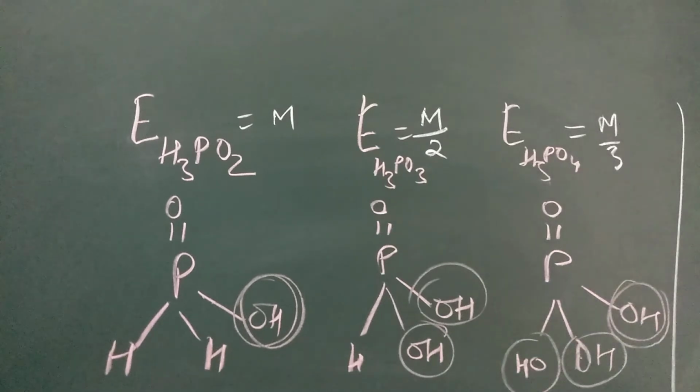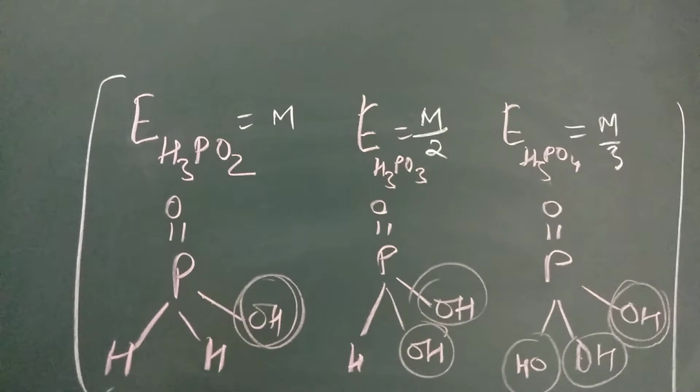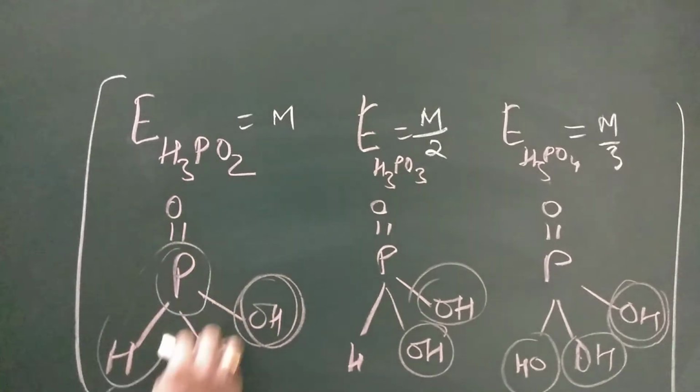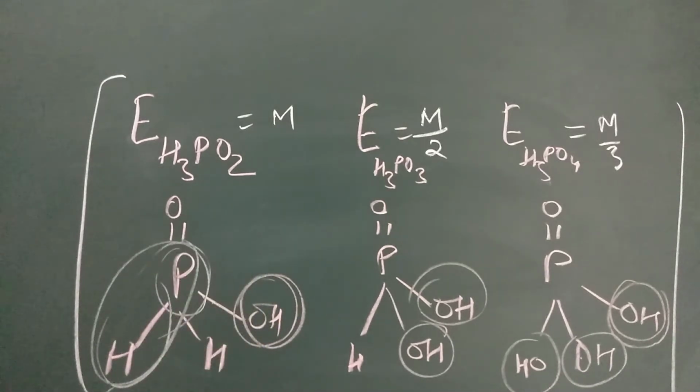Very important, student, keep this in mind. Basicity is the number of H plus ions given by an acid in aqueous solution. So the equivalent weight of H3PO2 is its molecular weight. The equivalent weight of H3PO3 is molecular weight by 2 because the basicity here is 2. You have to keep in mind the phosphorus-hydrogen bond: that hydrogen will not come out as H plus. Only the one which is linked with oxygen will come out as H plus, and that reflects in the basicity.